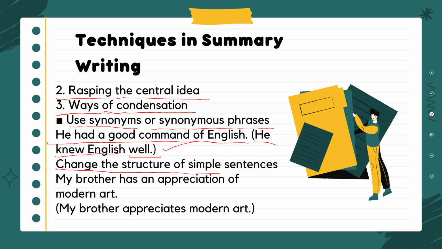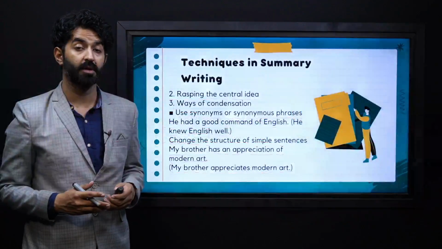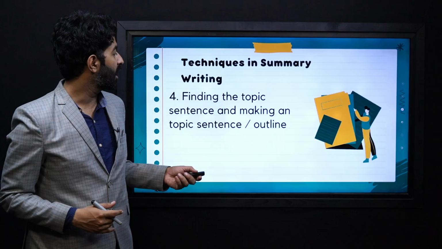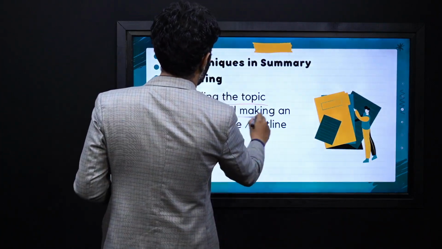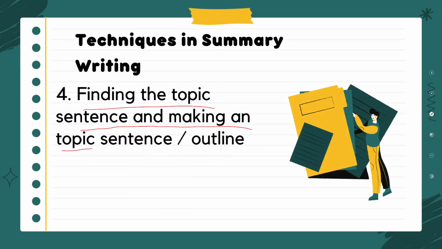Change the structure of simple sentences. We can also use this technique. My brother has an appreciation of modern art. Or you can simply summarize it in your own words and say, my brother appreciates modern art. So these are some techniques, along with some examples. Now, next we have finding the topic sentence and making a topic sentence or an outline.